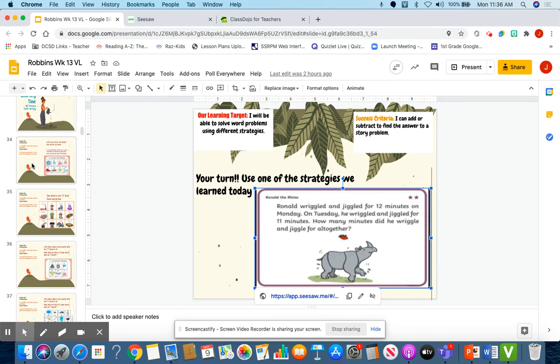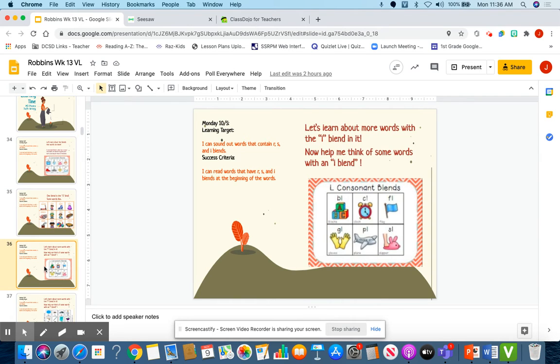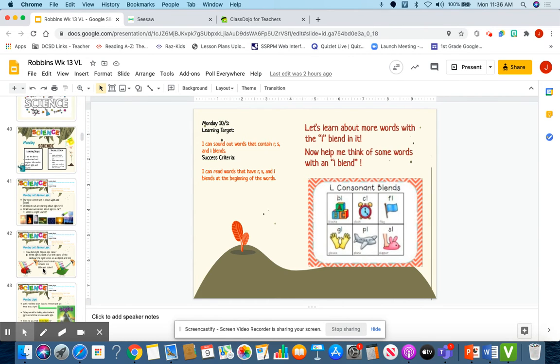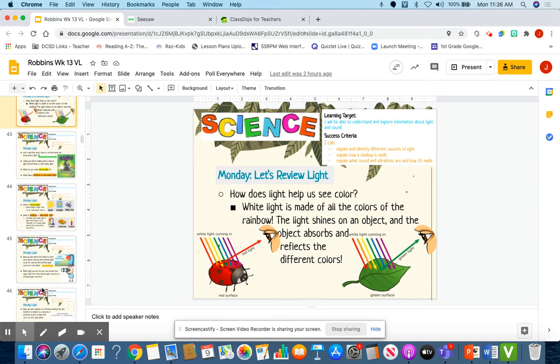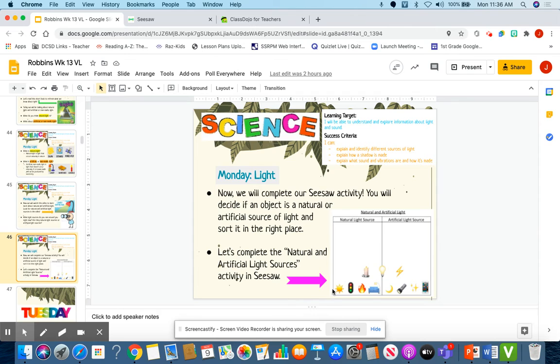In ELT and phonics, we are looking at S consonant blends as well as L consonant blends. In science, we're continuing our study of light. So we will be continuing with that. And there's an activity in Seesaw that goes with that as well.